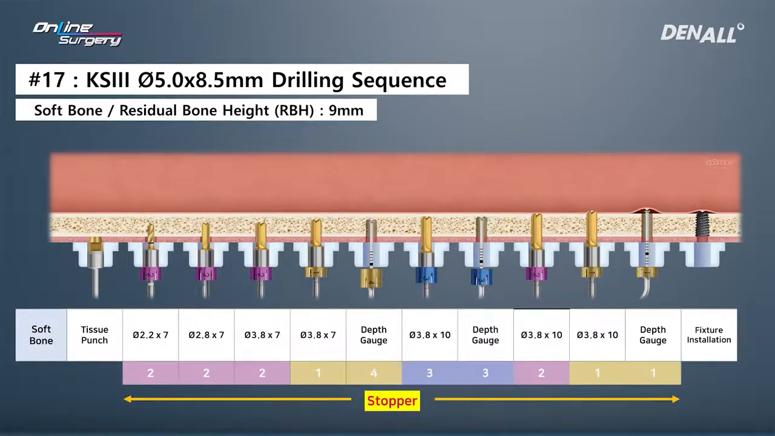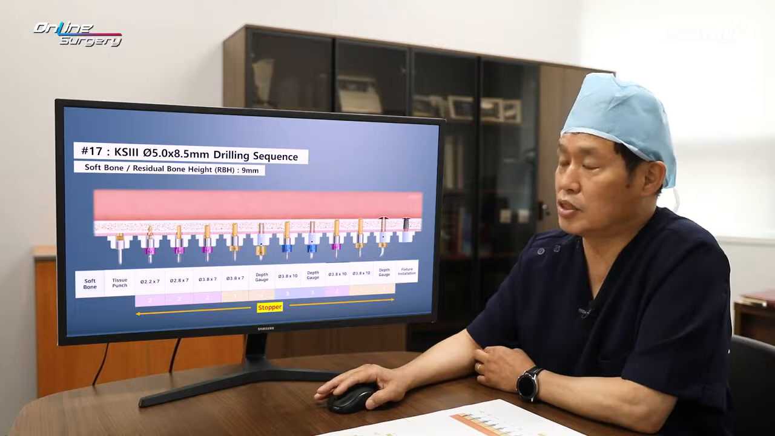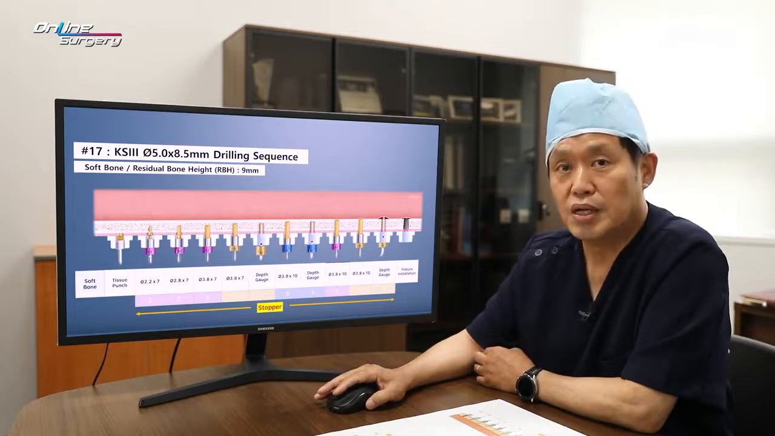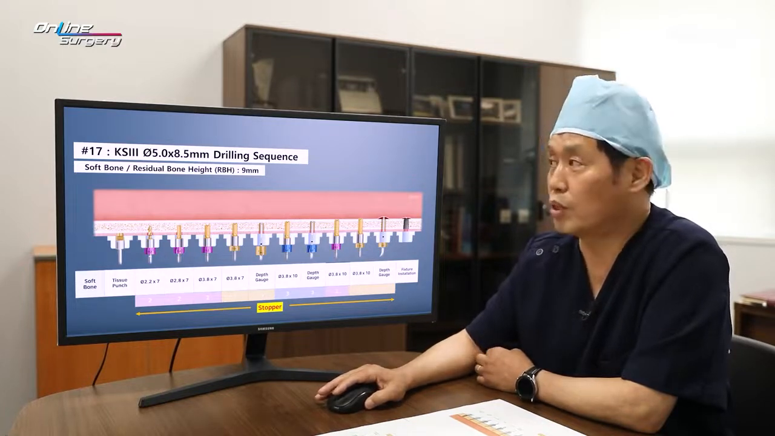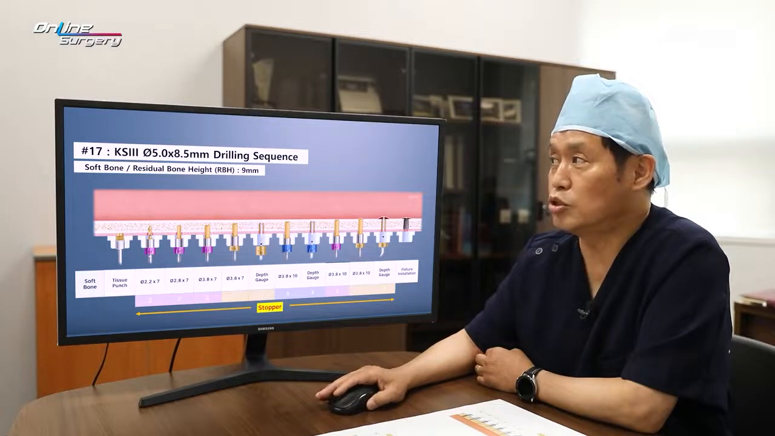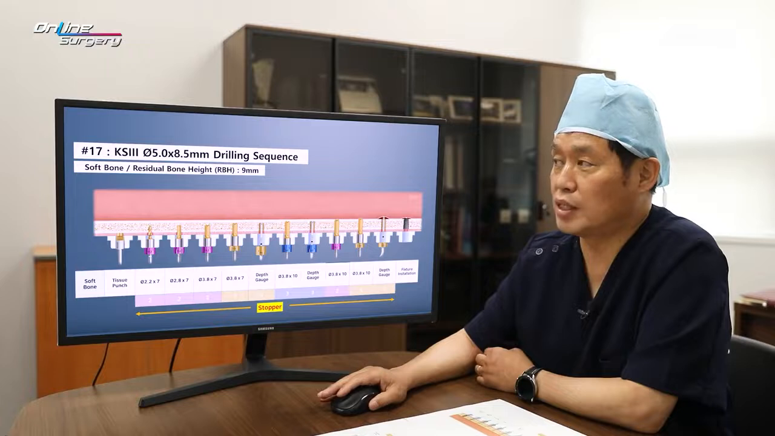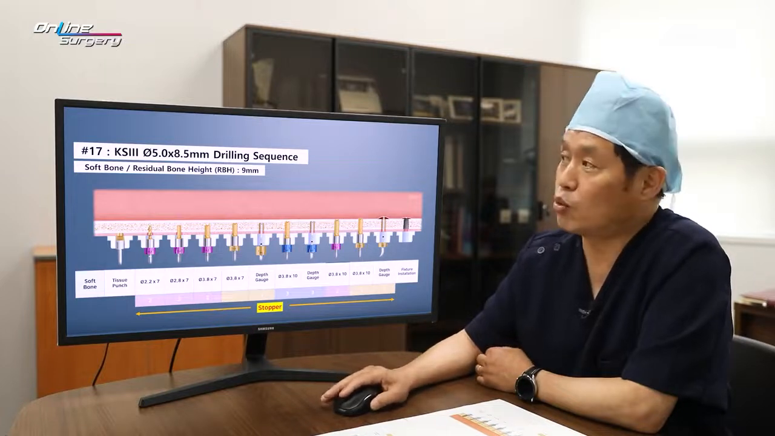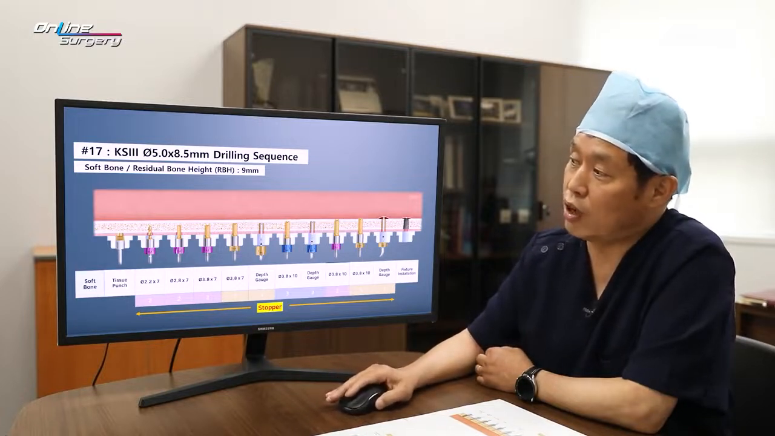In the case of number 17, KS3 5.0 by 8.5 was planned. In the OneGuide design, if I use a 10 millimeter implant, then it will penetrate the sinus floor and bone graft may be needed. However, the current residual alveolar bone is approximately 9 millimeters, and therefore, if you use 8.5, I believed that it would not penetrate.